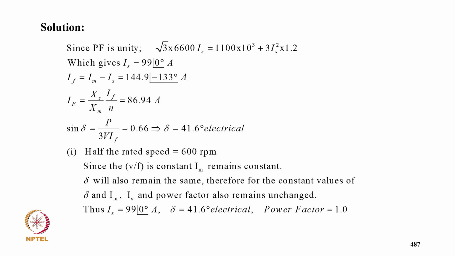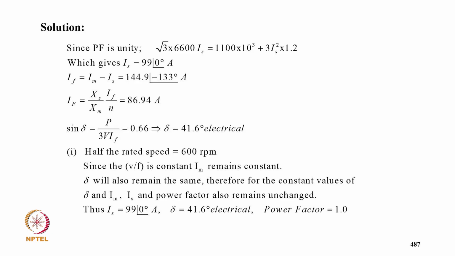Since power factor is unity, putting into the relation, we get IS equal to 99 at angle 0, and IF equal to IM minus IS, so it comes to be 9.8 at minus 133 degree. IF equal to XS upon XM into IM, it comes 86.94 ampere, and sin delta is P upon 3 V IF, that comes 0.66, resulting delta equal to 41.6 degree.